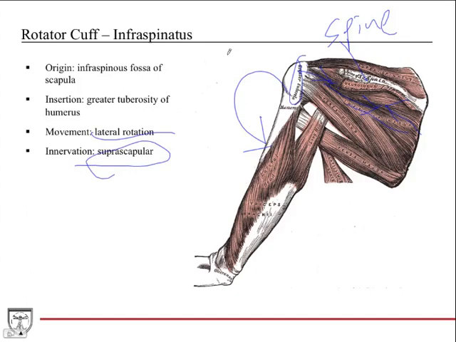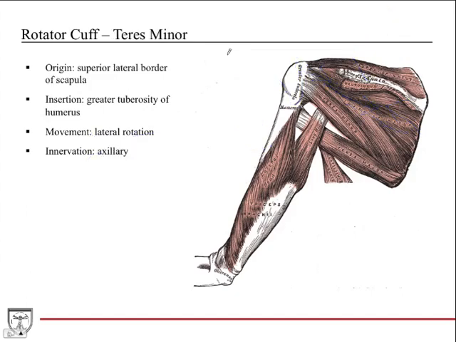Innervation, suprascapular nerve. Teres minor, which is shown here. The superior lateral border of the scapula is where it originates. Again, it inserts on this greater tuberosity. Very similar to infraspinatus, if it contracts, it shortens, it's going to pull this way. Lateral rotation out this way.